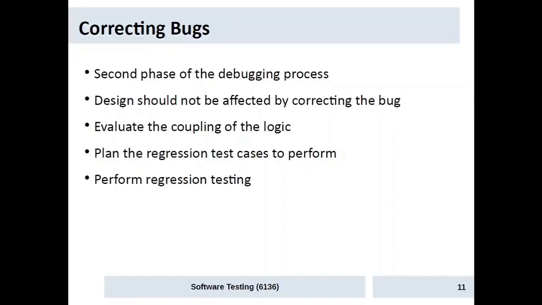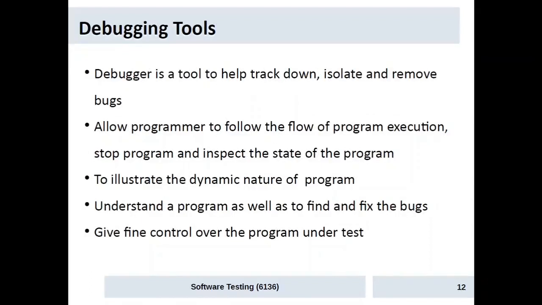Next, we need to plan the regression test to make sure that the correction is not introducing or affecting any other modules. So we need to plan for the regression test and we need to perform the regression test. So we need to identify which modules are affected by correcting this error. Also, we need to execute the minimum number of test cases to ensure that the functionality of the application is not affected. Next topic is debugging tools.